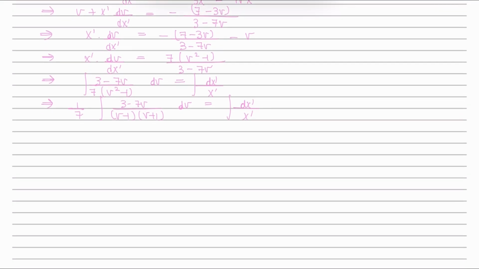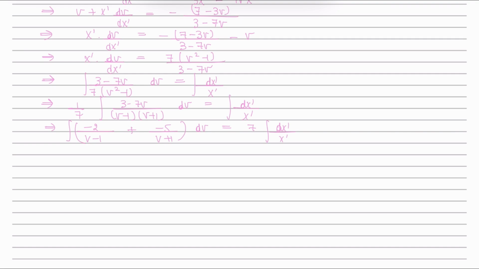We have to apply partial fractions on the left hand side, and this will change into integration of minus 2 divided by (v minus 1) plus minus 5 upon (v plus 1) into dv, and we have taken 7 on the right hand side.